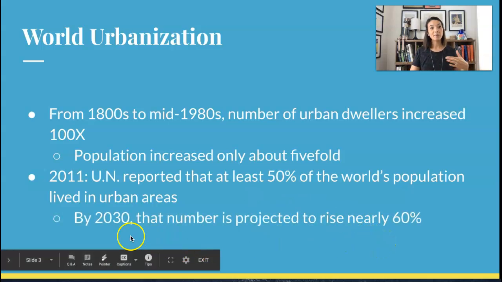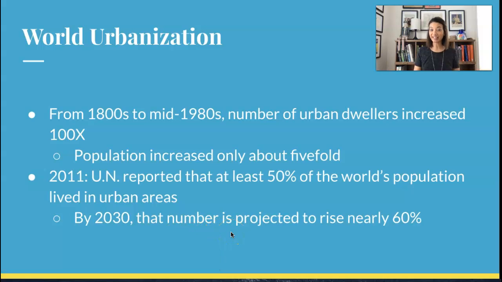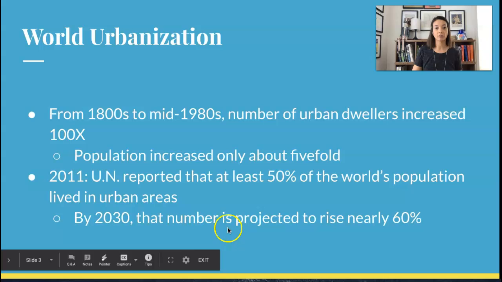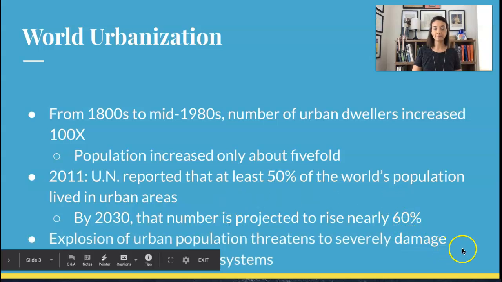Another statistic, by 2030, that number is projected to rise to nearly 60%. So 2030, not that far away. The population of the world is only supposed to increase. And of course, we're talking specifically about that number increasing in cities, urban areas, okay?